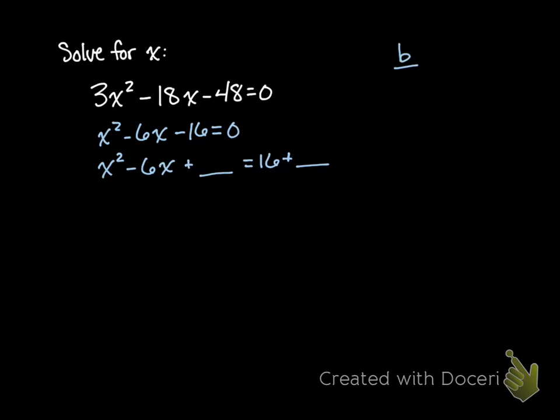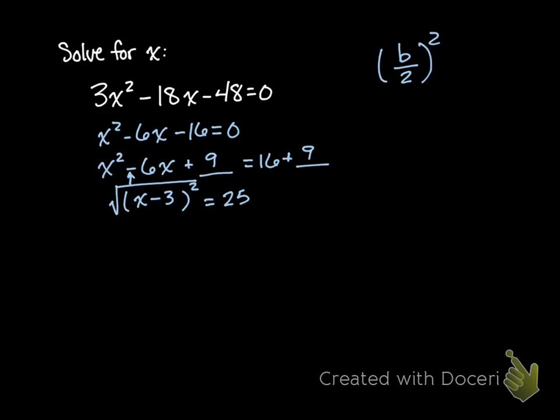x squared minus 6x plus a blank equals 16 plus a blank. Remember, b divided by 2, squared. So 6 divided by 2 is 3. Squared is 9. Add 9 on both sides. Factor this side out and add this one: 25. So we end up with x and 3 here. And our sign is determined by this negative 6, so it's going to be a negative 3.